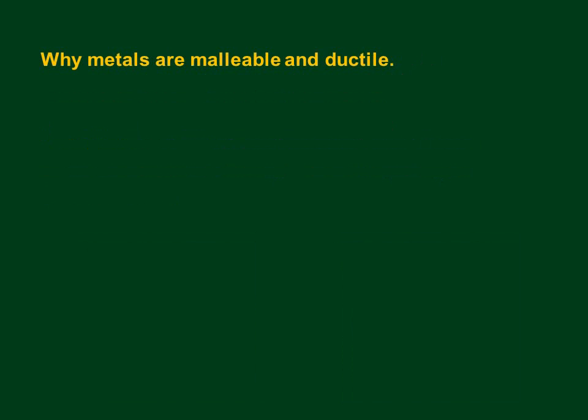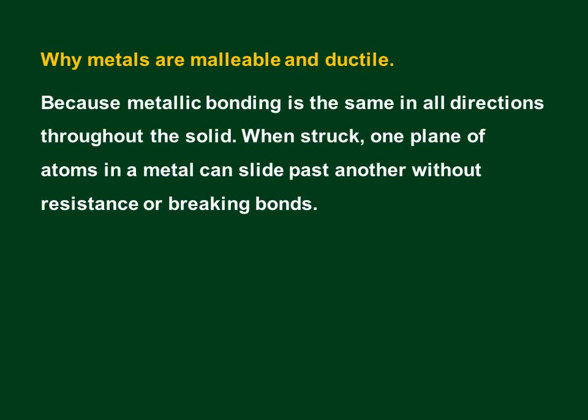Why are metals malleable and ductile? Metals are malleable and ductile because metallic bonding is the same in all directions throughout the solid. So when struck, one plane of atoms in a metal can slide past another one without resistance or breaking bonds. No bonds are broken.